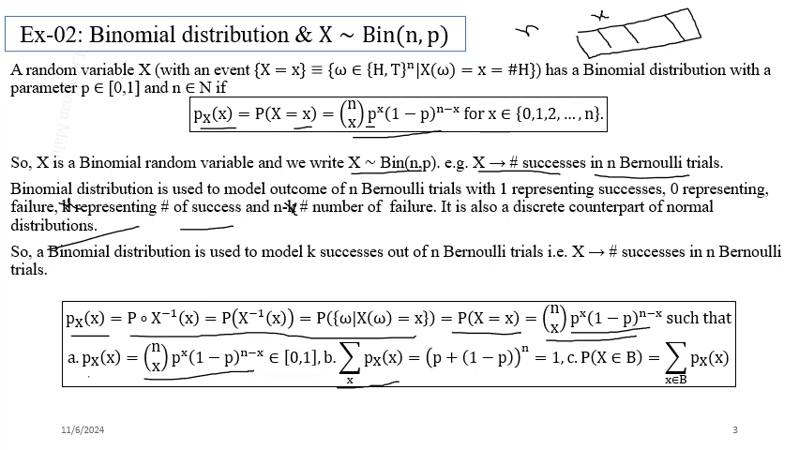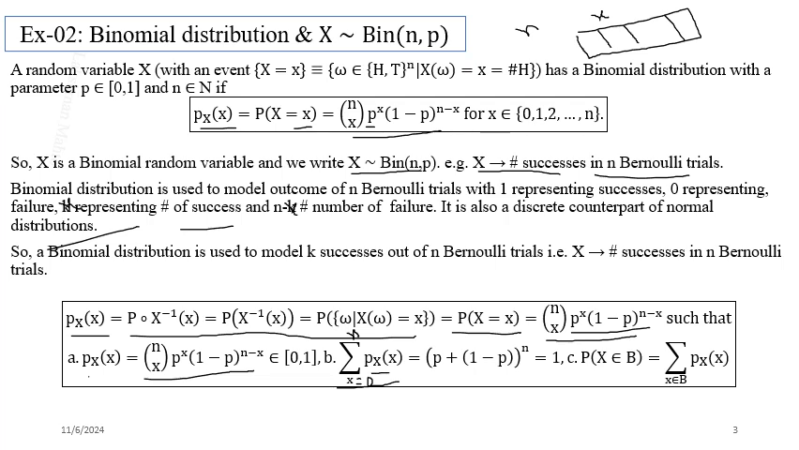What is the sum of the probability mass function over all possible values of x? How many possible values is x taking here? N plus 1, starting from 0, then 1, 2, 3, 4, 5, up to n. So here you have to perform the sum from where to where? From x equal to 0 to n. In total, n plus 1 values of x are observed, and we are summing the probabilities.